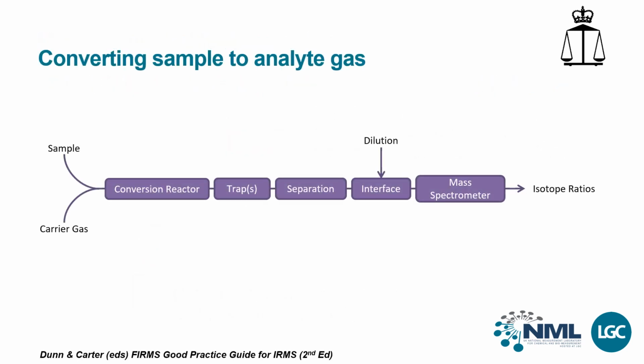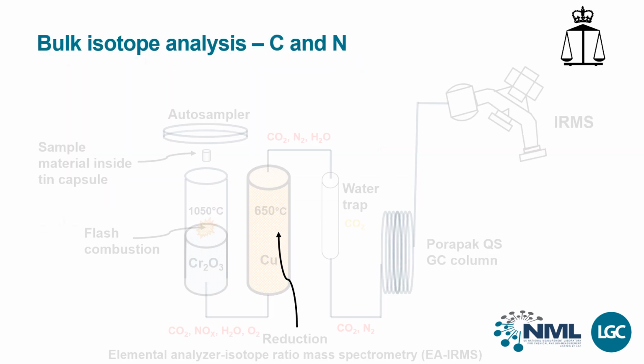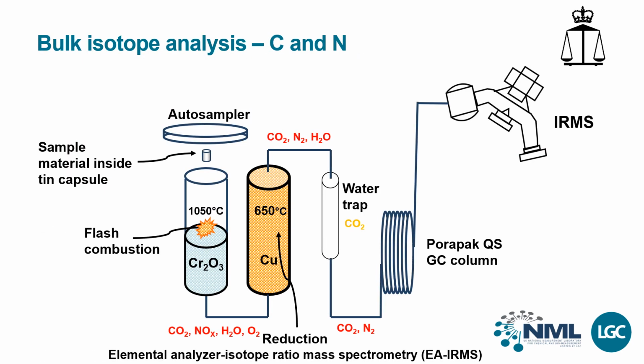As IRMS instruments have a gas source, it is necessary to convert the element in question to the analyte gas. Generally, the sample and a carrier gas are introduced into a reactor which converts the target molecule to the analyte gas. Any other gaseous byproducts are trapped or separated from the gas of interest. For stable isotope analysis of carbon and nitrogen, an elemental analyzer is used to convert the sample into the analyte gases ready for introduction to the IRMS.